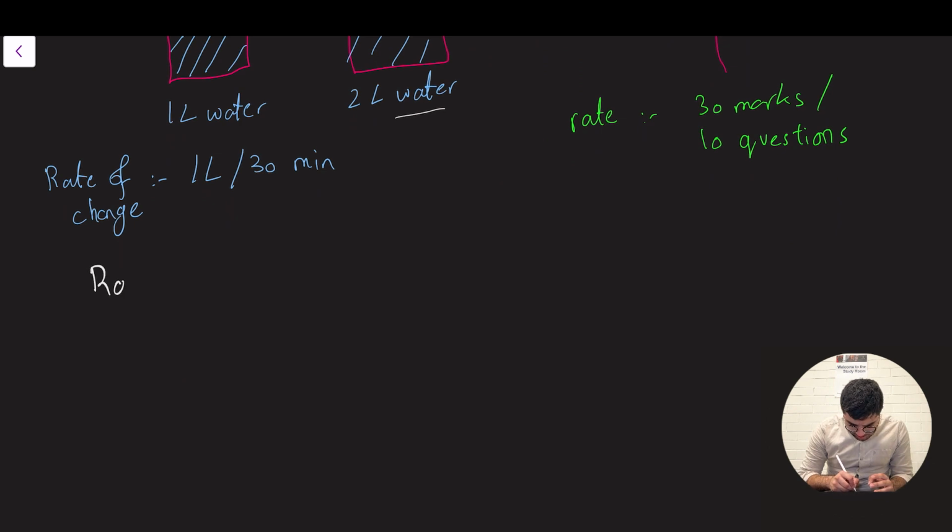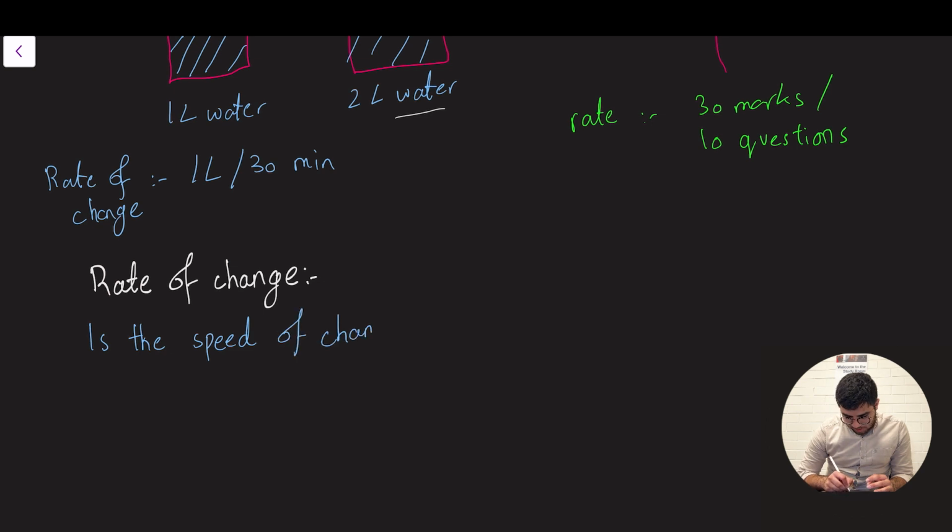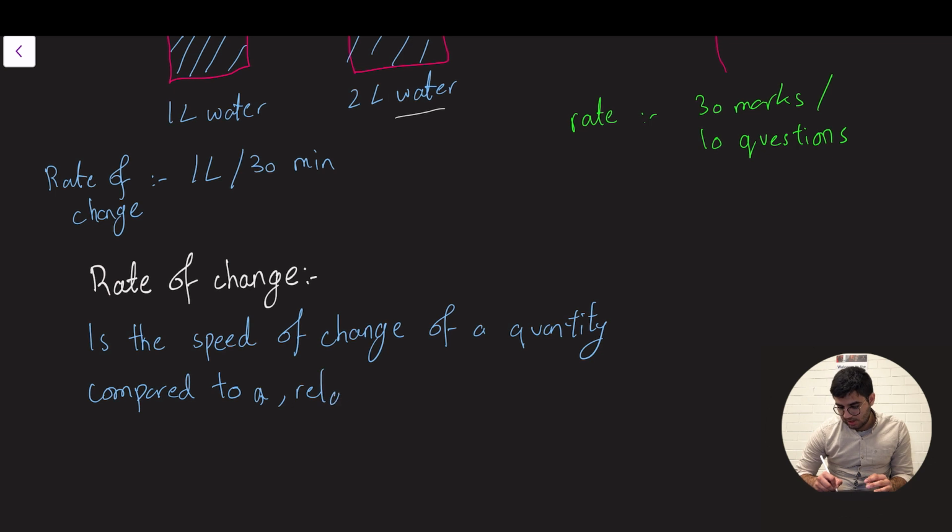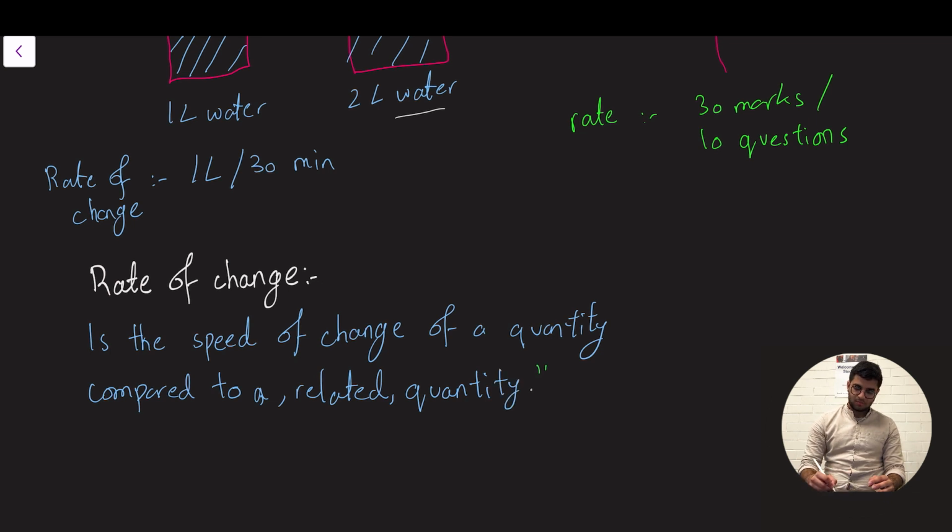So for rate of change, we'll put this all in one final definition. Rate of change is the speed of increase or decrease, the speed of change of a quantity compared to another related quantity. That is important: related quantity. If they are not related, then we do not care. That is it. That is rate of change in a nutshell.